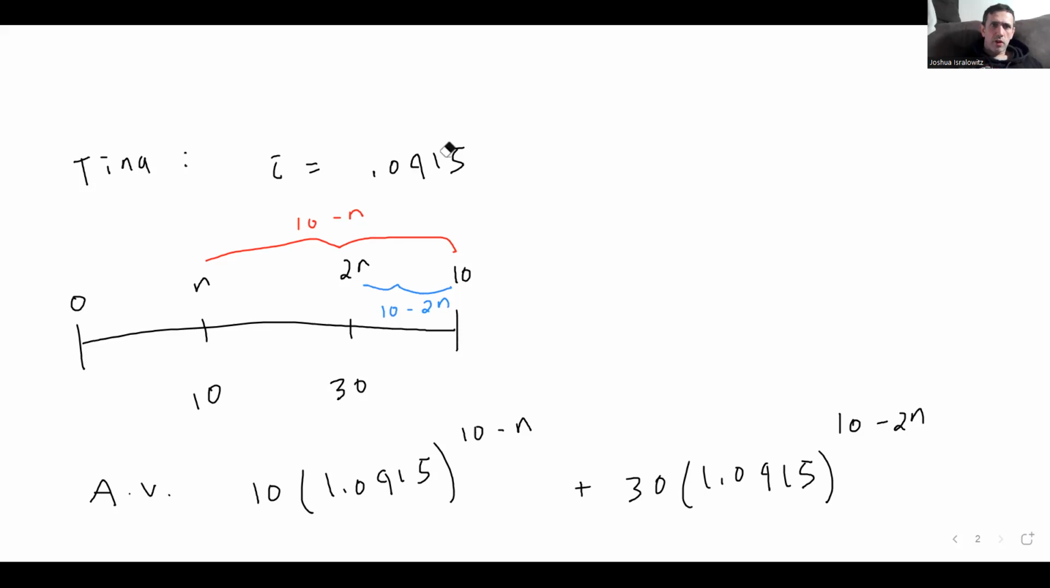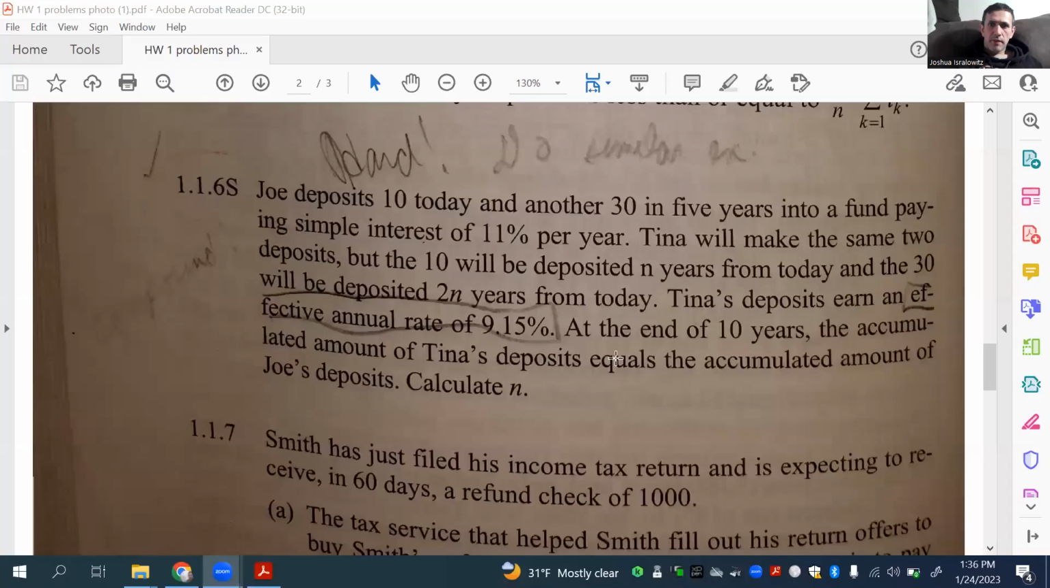So yeah, the problem says that they earn the same. I'll just go back to the problem very quickly. After 10 years, the accumulated value of Tina's equals the accumulated amount of Joe's. We're going to use that to calculate n.